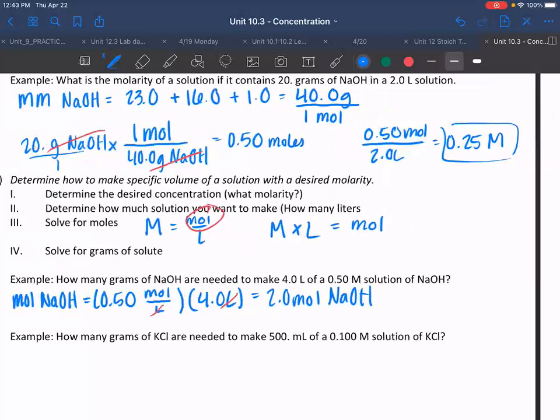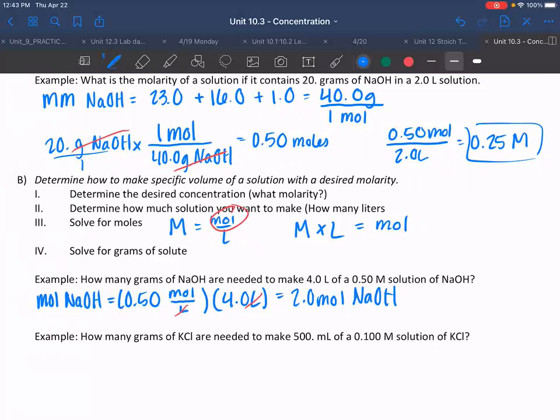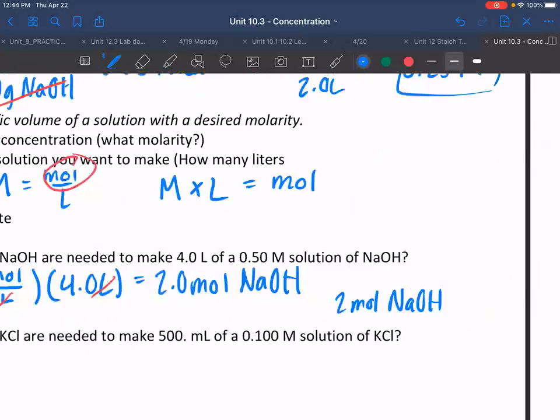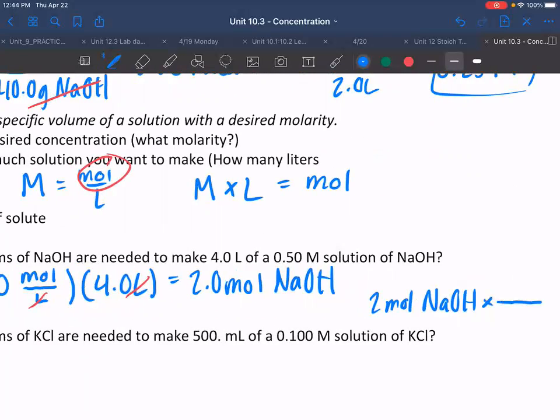And then the last thing we do is have to do a conversion. So for every 2 moles of sodium hydroxide, we're going to use the molar mass again. We already figured out it was 40 grams per mole. But now we're going to put the 40 grams on top because we want the 1 mole to cancel.